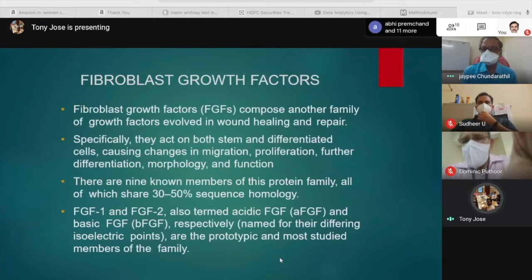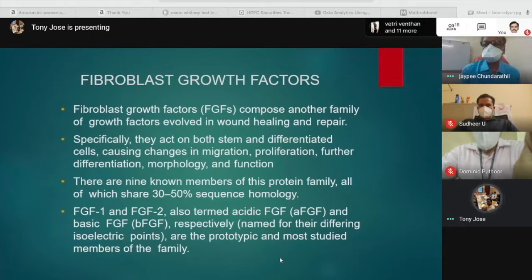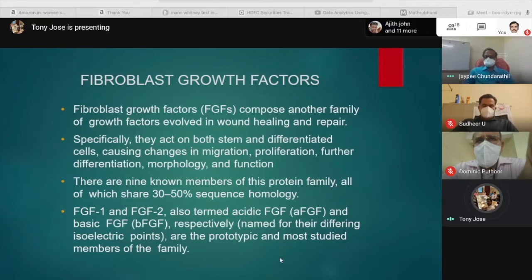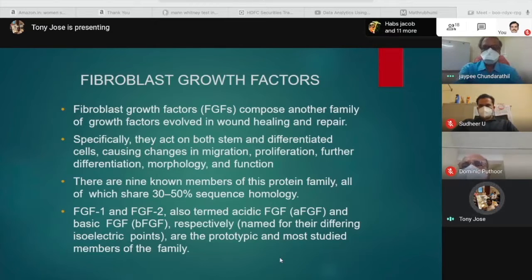Coming to fibroblast growth factor. Fibroblast growth factors compose another family of growth factors involved in wound healing and repair. Specifically, they act on both stem and differentiated cells, causing changes in migration, proliferation, further differentiation, morphology, and function. There are 9 known members of this protein family, all of which share 30 to 50% sequence homology. FGF1 and 2 are also termed acidic FGF and basic FGF, named for their difference in isoelectric points. They are the prototypic and most studied members of the family.